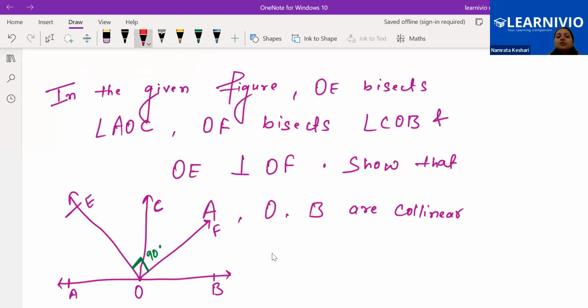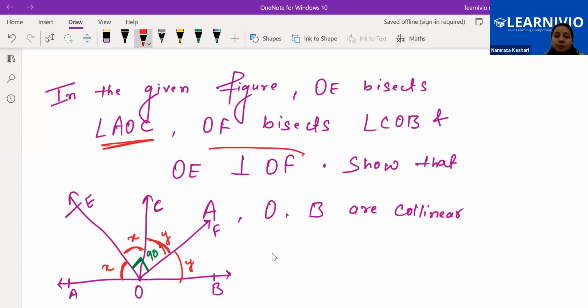So what we will do, here it is clearly written that in the given figure OE is bisecting this angle AOC. So can we say this much is x and this much is also x? We can. Okay, OF bisects COB. So can we say this much is y and this much is also y, and it looks like we are sorted.